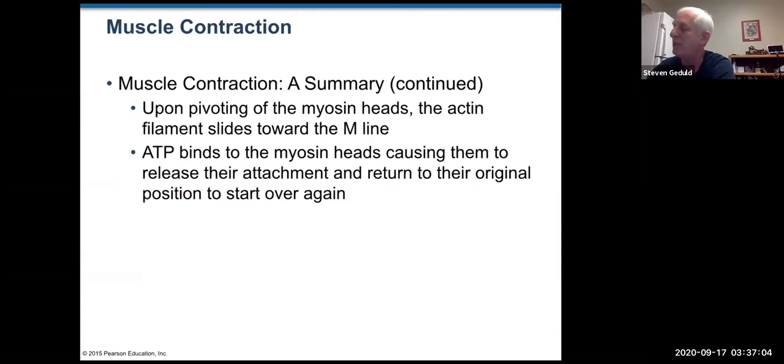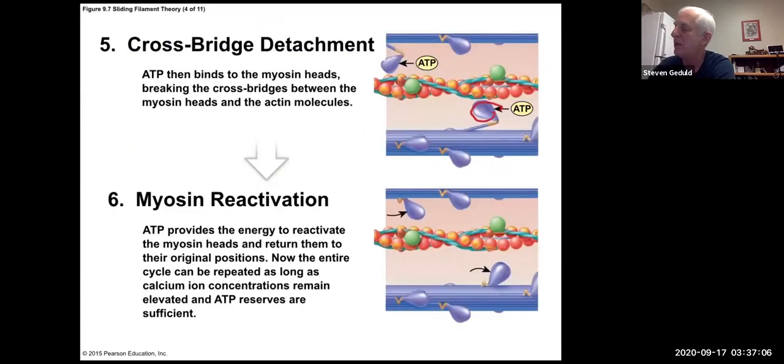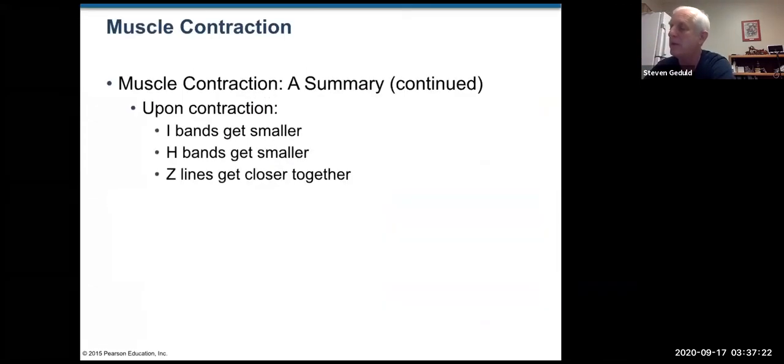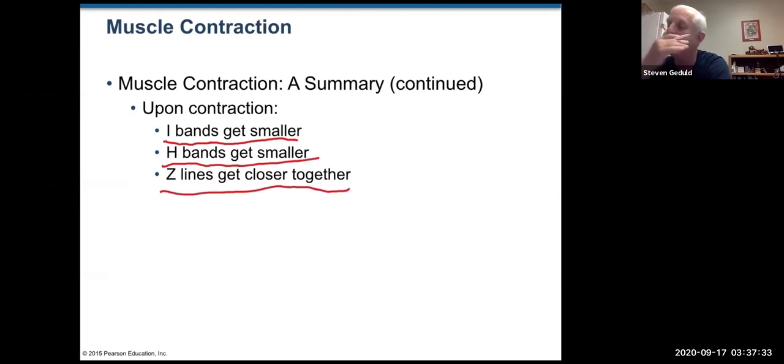Okay, and here's your cross bridge. ATP allows this to release, swings back, forms a new one, and pivots. Releases, forms back, and pivots. And that's how it's like a ratchet motion. Keeps moving forward, forward, forward, and keeps sliding inch by inch by inch. Okay? So when you contract a muscle, the I bands get smaller, the M lines move together toward each other, the H bands get smaller and the Z lines get closer together. Okay, so you're contracting that muscle.